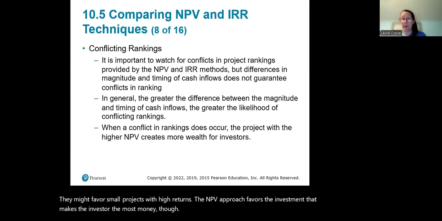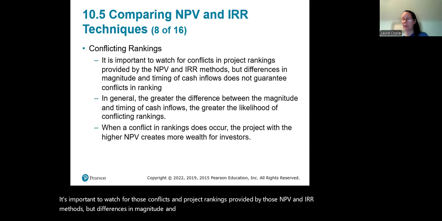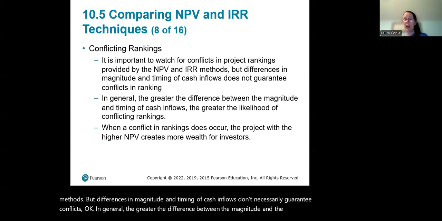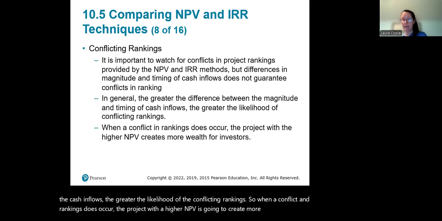It's important to watch for those conflicts in project rankings provided by the NPV and IRR methods, but differences in magnitude and timing of cash inflows don't necessarily guarantee conflicts, okay? In general, the greater the difference between the magnitude and the timing of the cash inflows, the greater the likelihood of conflicting rankings. So when a conflict in rankings does occur, the project with the higher NPV is going to create more wealth for investors, right?